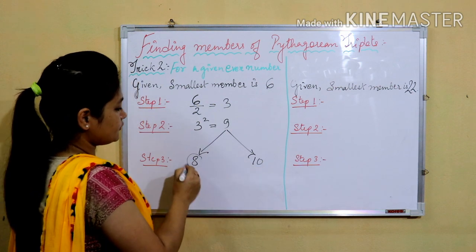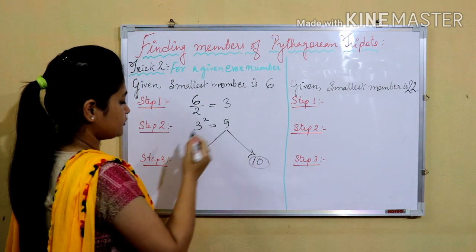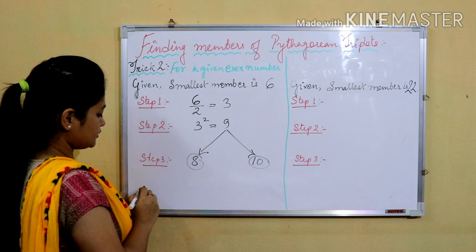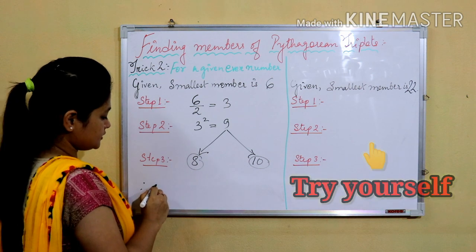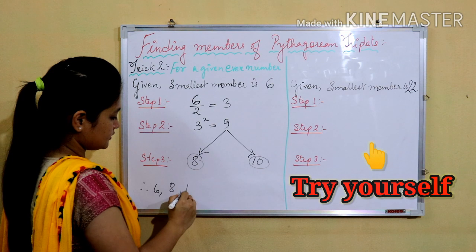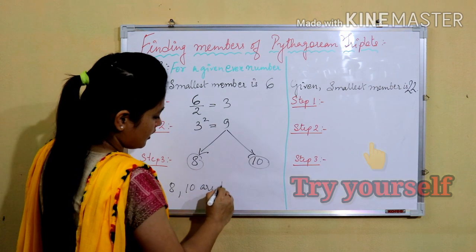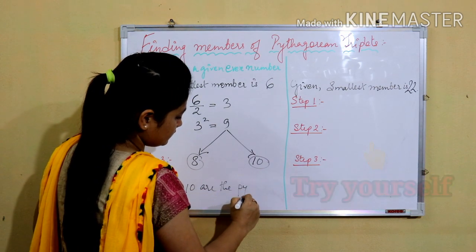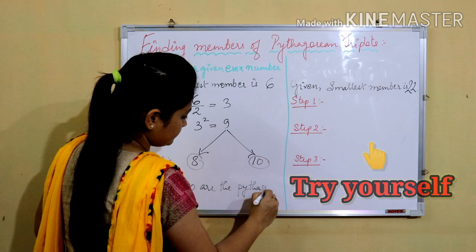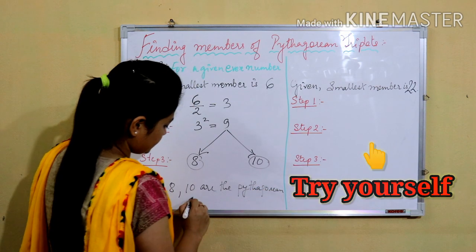So hence we got the other two members of the Pythagorean triplets. Therefore 6, 8, 10 are the Pythagorean triplets.